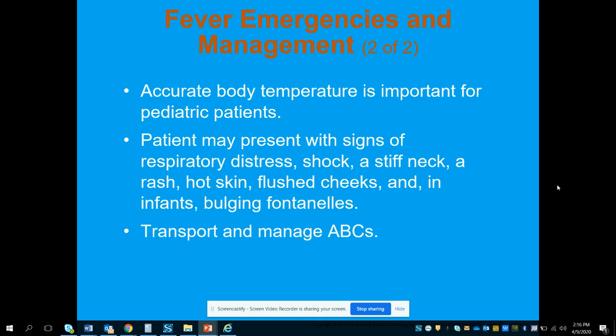If the patient presents with respiratory distress, shock, a stiff neck, a rash, very hot or flushed skin, and bulging fontanelles, that would be bad findings there, okay?